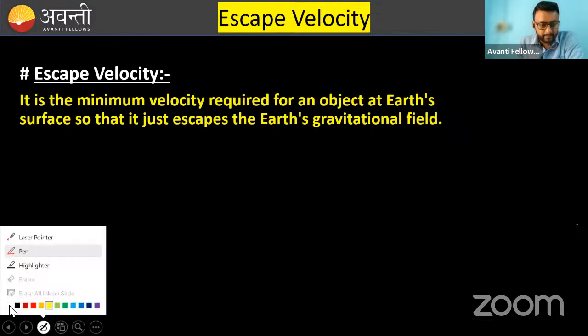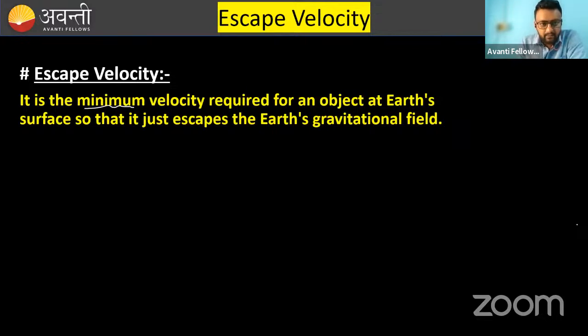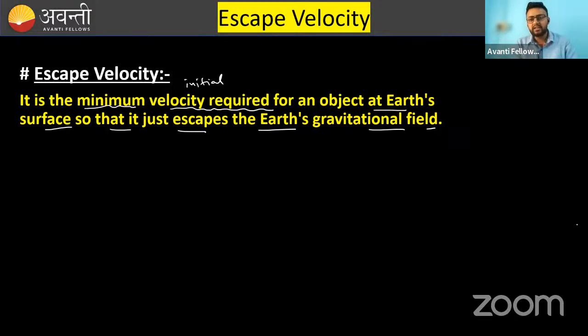What it says: the minimum velocity required, or you can say minimum initial velocity required for an object at Earth's surface so that it just escapes the Earth's gravitational field. This is what escape velocity is. How do we denote it? Because it is an initial velocity, it is denoted by u, and it is escape velocity, so it is denoted by uₑ. This is the symbol of escape velocity. I think the thing is clear to you. What is the meaning of escape velocity?